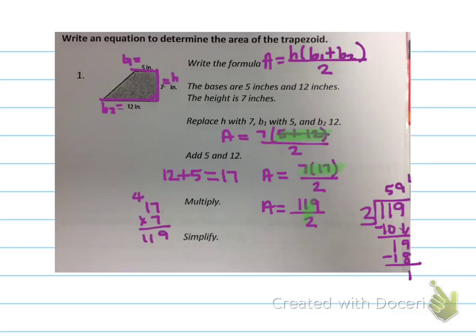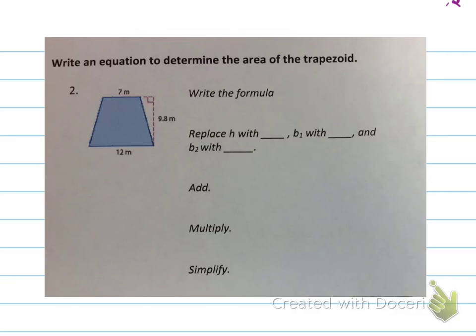Now, when we have a remainder, we put it in the numerator and place it on top of whatever we're dividing by. So, area equals 59 1/2 inches squared. Remember, area is always units squared. So, let's try this again and make sure that we really understand it. So here we have another trapezoid that we're going to write an equation and determine the area for. So our area formula is area equals our height, parentheses, B1 plus B2, all over 2.